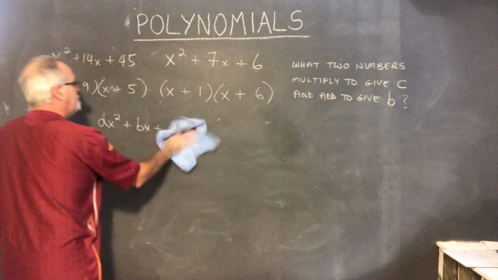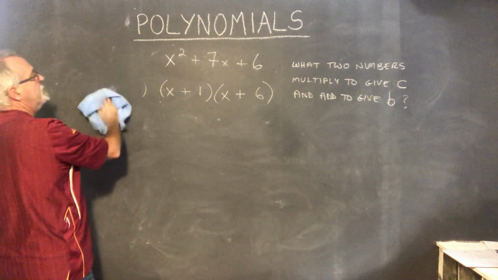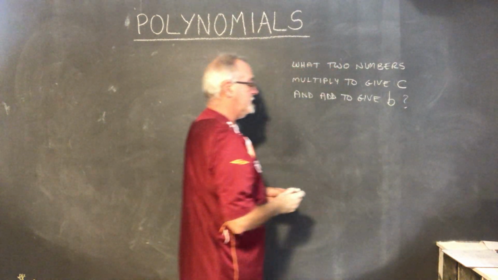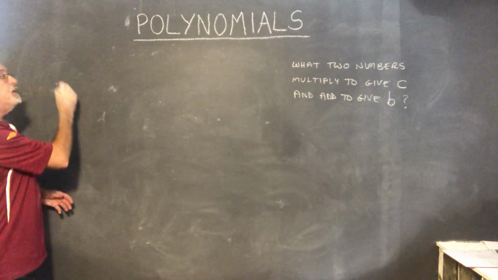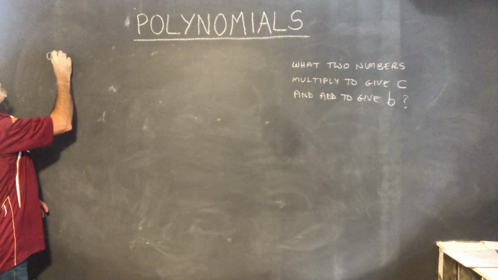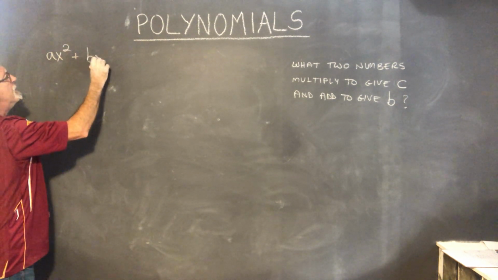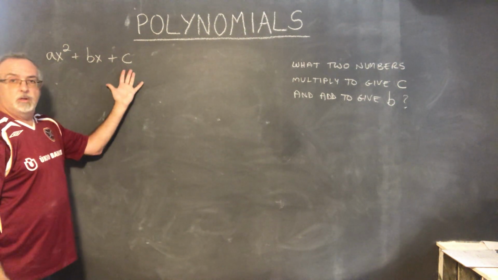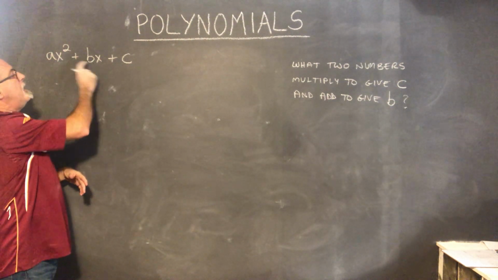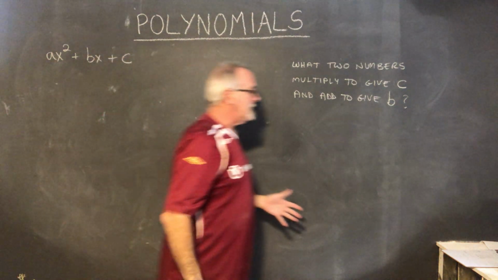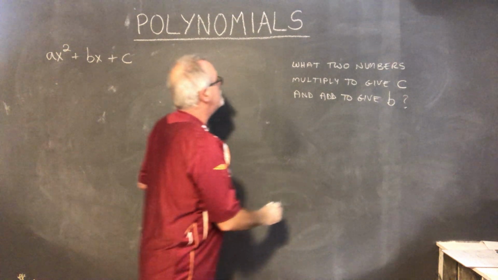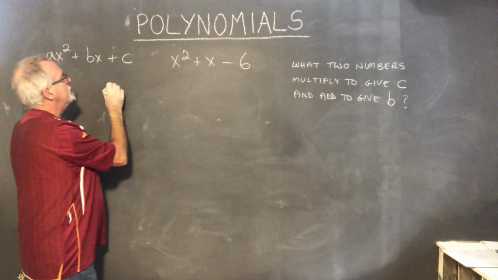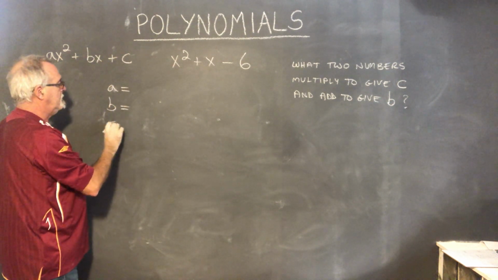Okay. It's kind of messy, so I'm going to rewrite the ABC thing after I erase. I'm keeping that question there for a while, maybe till the end of the lesson. So way over here, I'm going to write that form. This ABC trinomial where we know the A and the B and the C are numbers. But now I'm going to write an example down. How about x squared plus x minus 6? And over here I'm going to say A equals, B equals, C equals.